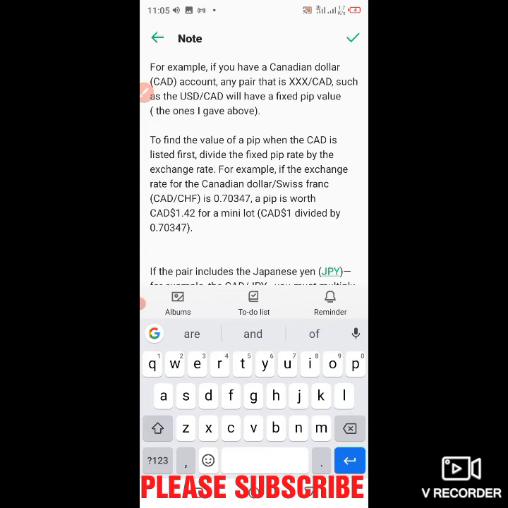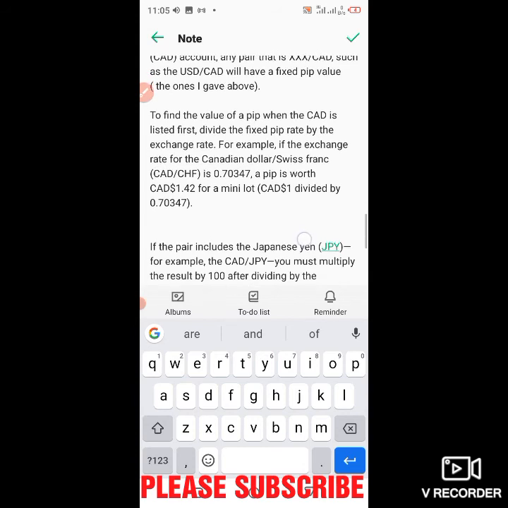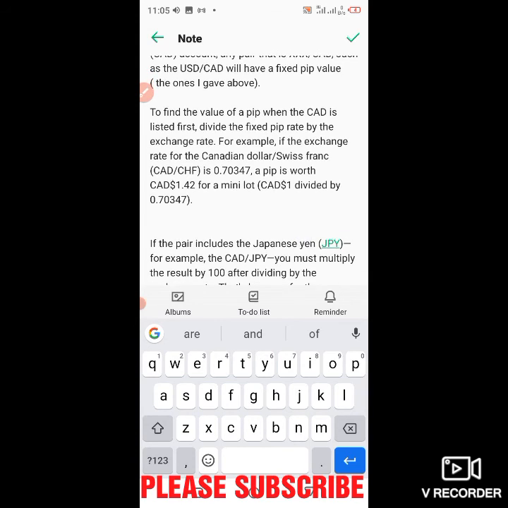Now, to find the value of a pip when your account currency is listed first, divide the fixed pip rate by the exchange rate. For example, if the exchange rate for Canadian dollar Swiss franc, that is CAD/CHF, is 0.70347, a pip is what? Canadian dollar 1.42 for a mini lot.